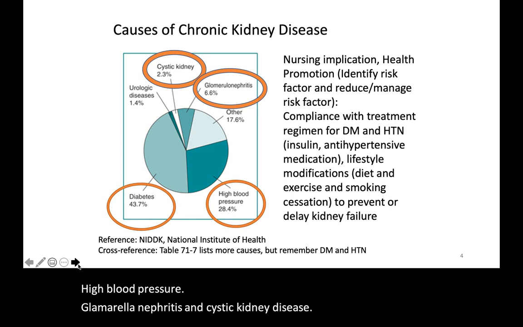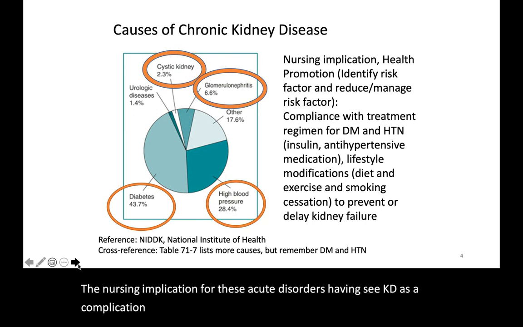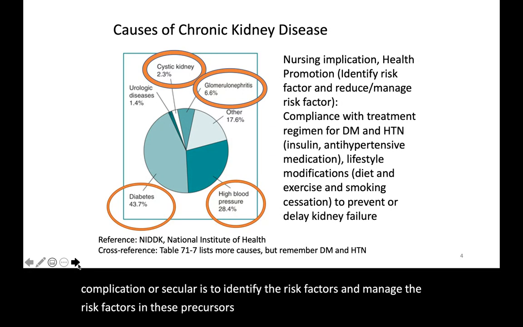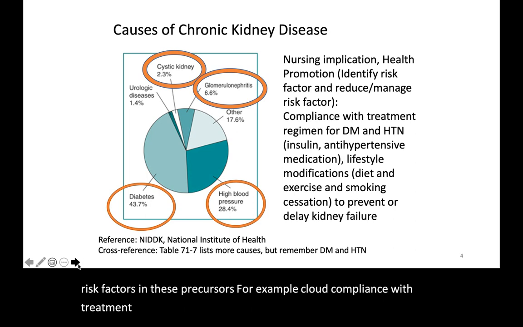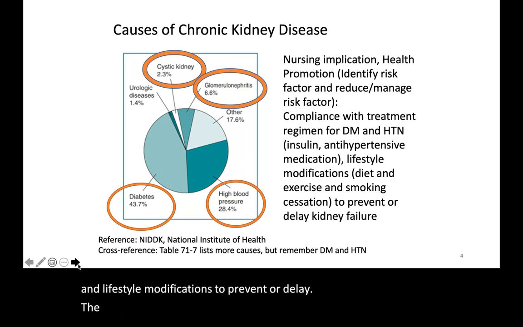The nursing implication for these acute disorders having CKD as a complication or sequelae is to identify the risk factors and manage the risk factors and these precursors. For example, compliance with treatment regimen for diabetes mellitus, hypertension, and lifestyle modifications to prevent or delay the onset of kidney failure.